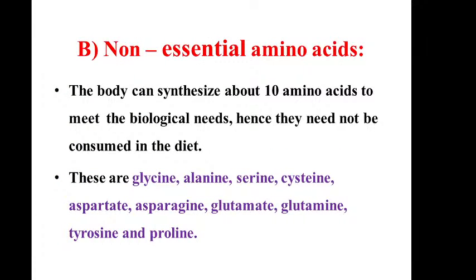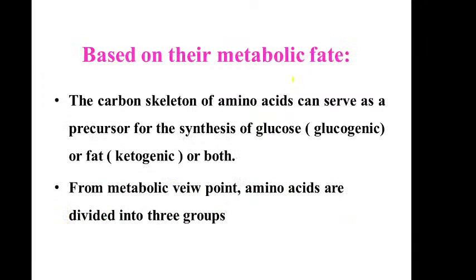Similarly, we have some non-essential amino acids also. The body can synthesize these 10 amino acids to meet the biological need, hence they need not be consumed in the diet. These are glycine, alanine, serine, cysteine, aspartate, asparagine, glutamate, glutamine, tyrosine and proline. So these are the non-essential amino acids.